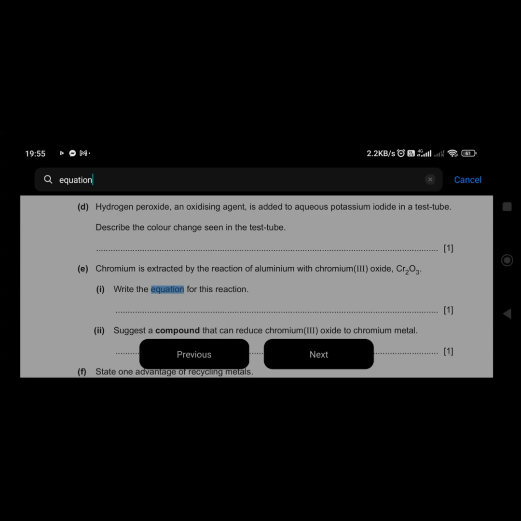Oh, this one. The same question as the previous one. Chromium is extracted by the reaction of aluminium. Aluminium is just Al, and chromium oxide they have already given. Right? Chromium is extracted. What's the meaning of extracted? Extracted means displaced, isolated or reduced. In other words, we have reduced this or we have isolated this one from chromium oxide.